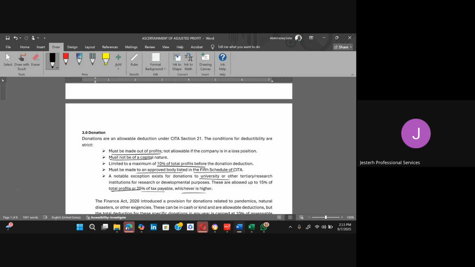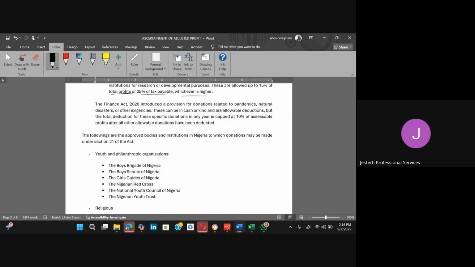But whichever is higher between these is what applies. If your total profit is, let's say, 50,000, then 15% of this is what will be allowed. Or if your tax payable is, let's say, 20,000, then you calculate 25% of this. So whichever is higher is what would be allowed as tax deductible.